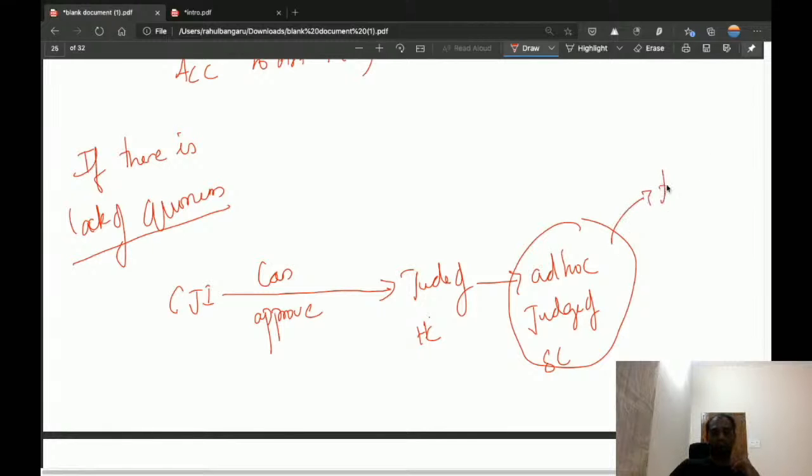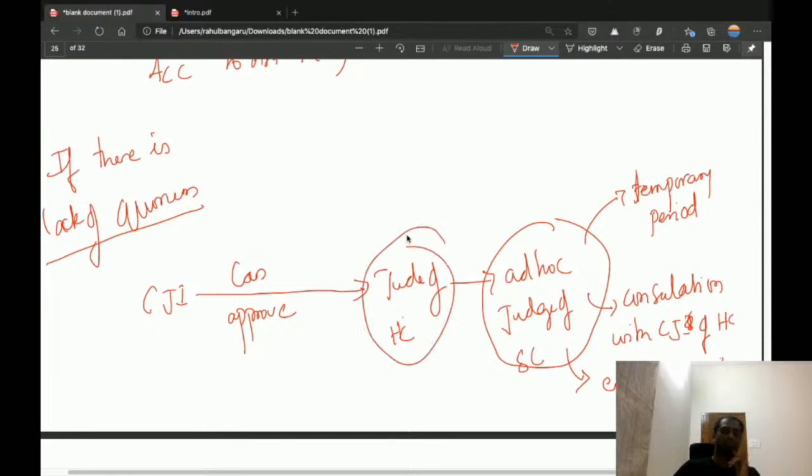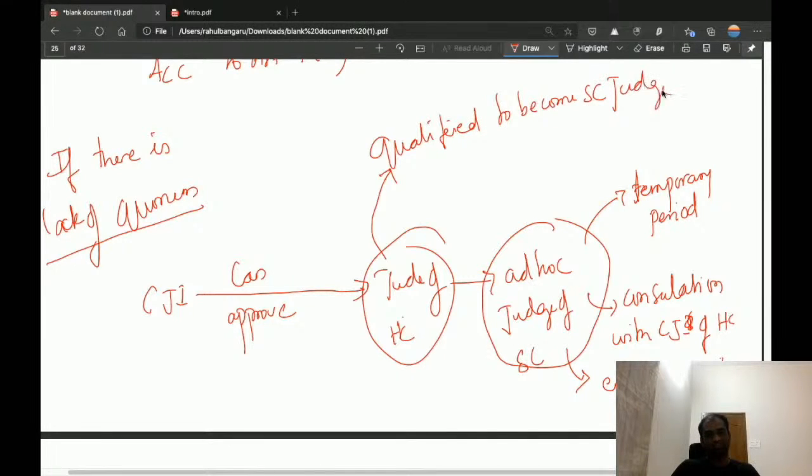This ad hoc judge will be for only a temporary period. He will discharge his function as ad hoc judge only for a temporary period. These ad hoc judges will be appointed on consultation with the Chief Justice of High Court, and they will enjoy all the privileges of Supreme Court judges. This is the condition, and importantly, this judge of High Court, if he is to be appointed as ad hoc judge, should be qualified to become a Supreme Court judge in the first place. Only then he will be appointed as ad hoc judge.